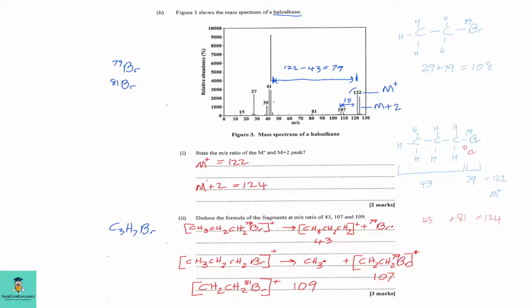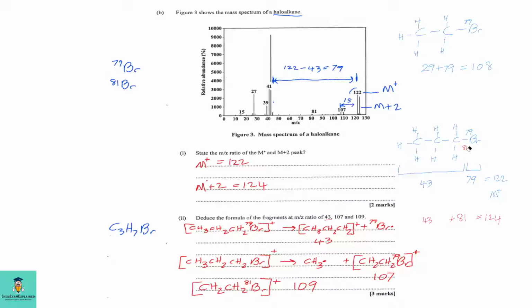And we're going to fragment this particular molecular ion to form CH3, CH2, CH2. And this will give us our positively charged ion at 43. So this can be identified because it is positively charged at 43. Now the Br is the radical that the machine cannot identify because it is not positively charged. So we identified the 43. Let's see how we can identify the 107.